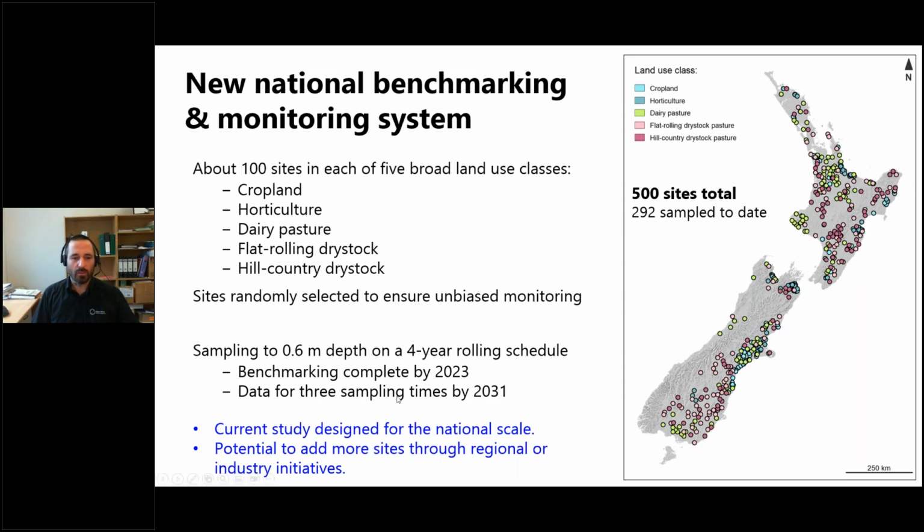Just point out here that the current study is designed for the national scale. There is potential to add more sites through regional or industry initiatives. And so this project is focused on determining how much carbon, the carbon stock that we have, and then whether or not it is changing through time under these different land use classes. So it's focused on the soil carbon stocks.